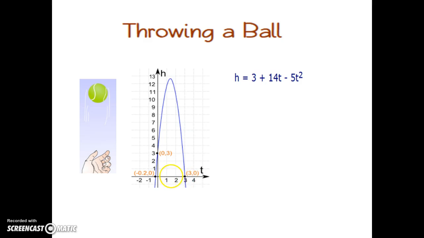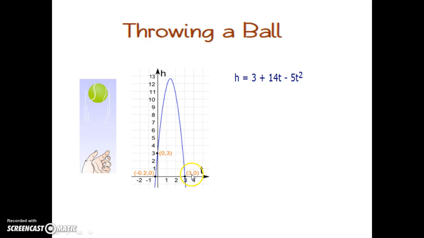We can also notice that a parabola is symmetric in shape, meaning that the left-hand side and the right-hand side are symmetric or identical to one another. I also notice at the very top of this is the highest point the ball went. If we come straight down from that, we can notice that that should be at about 1.5 seconds.